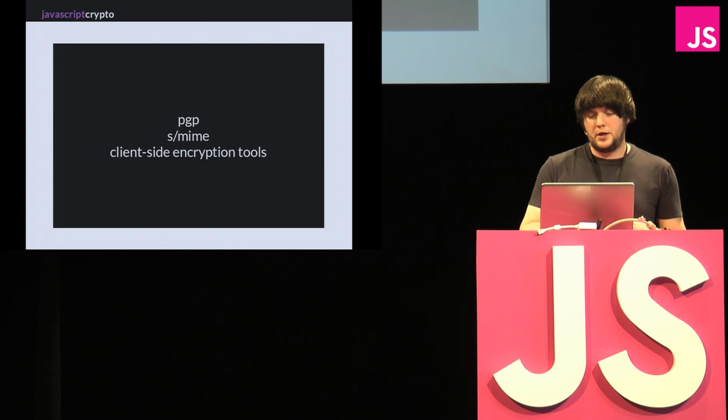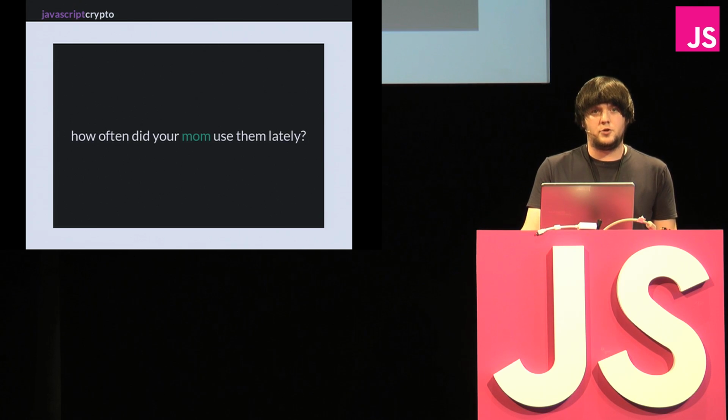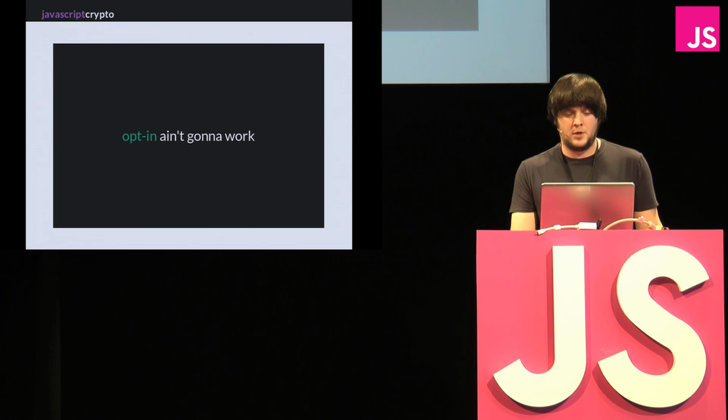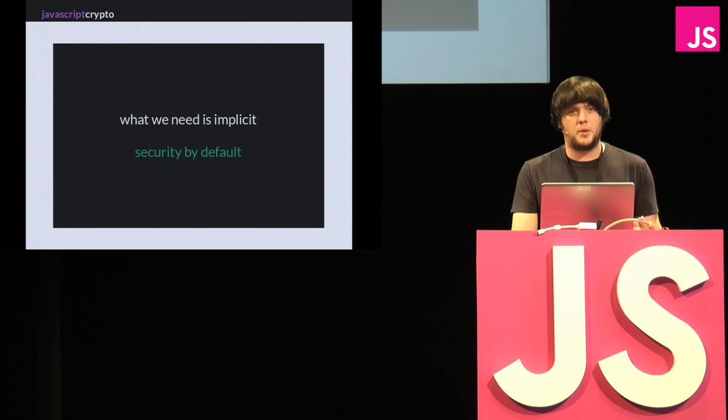For example, many have advised us to use PGP as MIME for emails, to use client-side encryption tools. But I ask you, how often did your relatives, your mom, your girlfriend, your boyfriend use this actually? And so I'm saying this opt-in is not going to work. Nobody is going through the ordeal to install all that on their computer. What I want is for my mom to go online, and it should all be secure implicitly. So she doesn't need to do anything to be secure.